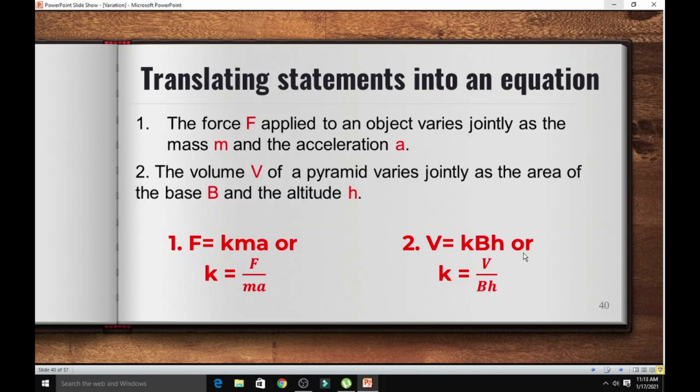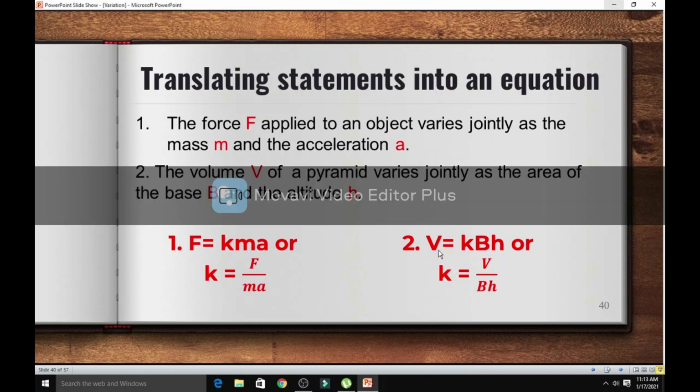So, how are we going to write naman the equation for K? Kung ano yung dalawang letters na kasama ni K, so B and H, ilalagay lang natin siya as denominator, and V on the left side of the equation will be the numerator. So, our equation for K is K is equal to V over the product of BH. Okay?